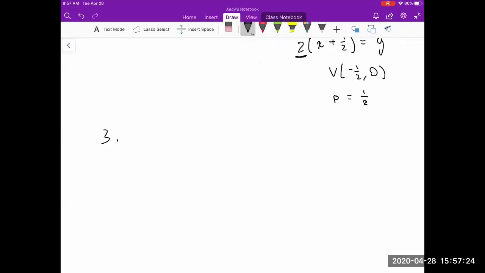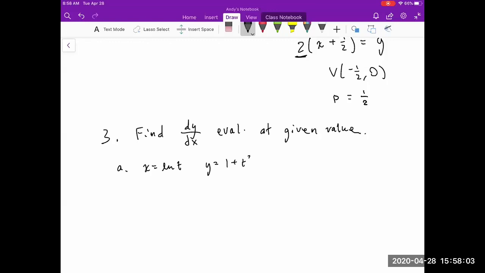Okay. So 3 says find the slope of the tangent line to the given curve at the point corresponding to the specific value of the parameter. So really what we're trying to do is find dy over dx evaluated at the given value. So for A, our equations are x equals ln t, y equals 1 plus t squared, and the value we have is t is equal to 1.